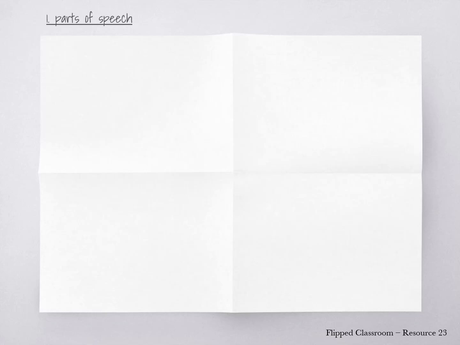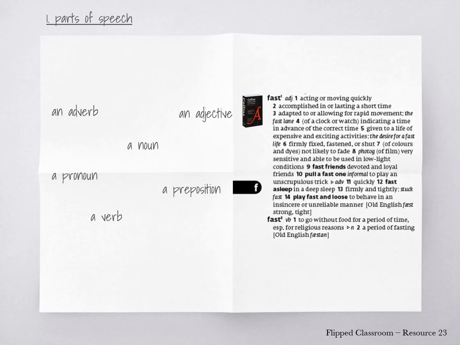Part of speech. It will tell you what part of speech your word is, whether it is a noun, a verb, an adjective, an adverb, a preposition, a pronoun. Moreover, it will specify the part of speech of the word you are looking up. Take the word fast, for instance. Fast can either be a verb, a noun, an adjective, or an adverb.